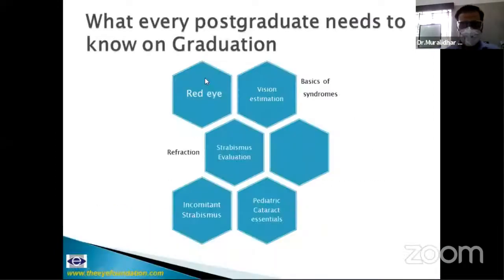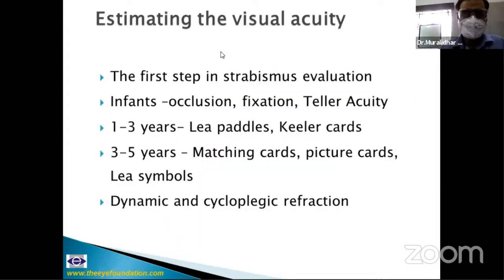So in summary, I have put these boxes that you need to train the residents in: vision estimation, strabismus evaluation, pediatric cataract essentials, pediatric refraction, red eye, and the basics of syndromes. I'll try to cover as much as possible within the time allocated to me. Estimating the visual acuity is undoubtedly the most important step in evaluation of a child, and it is the first step in strabismus evaluation.